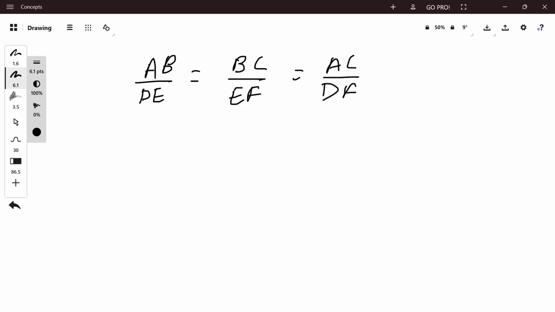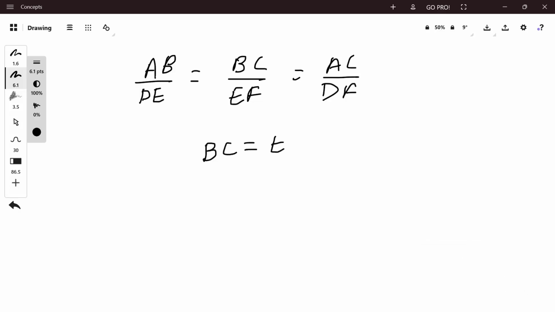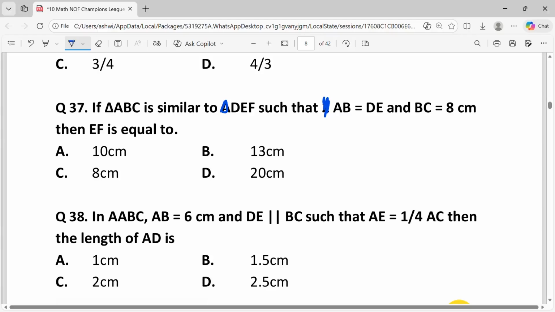Given that AB is equal to DE, the ratio AB upon DE is equal to 1. Therefore, BC upon EF is equal to 1, which means BC is equal to EF. That means, given BC is equal to 8 centimeter, EF is also equal to 8 centimeter. From the given options, the answer is C, 8 centimeter.